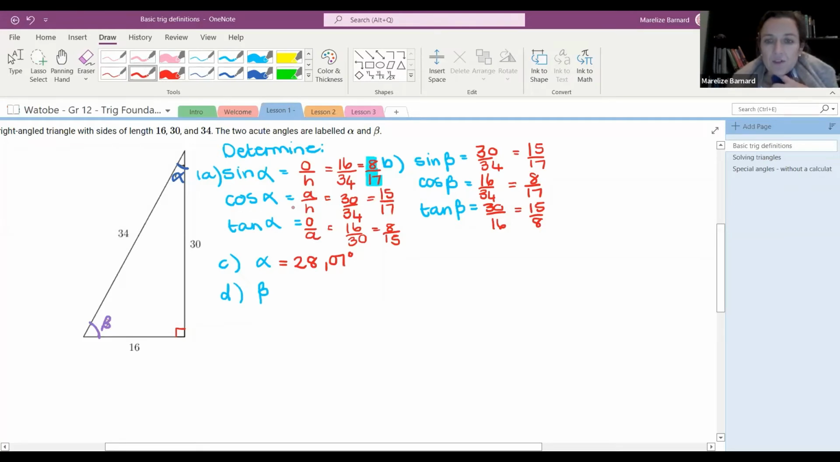You can do the other ones as well. You can do shift cos, but then you have to say 15 divided by 17 on your calculator, and you'll get the same answer. And if you do shift tan on your calculator and say 16 over 30 or 8 over 15, you'll get that same answer. Wonderful.